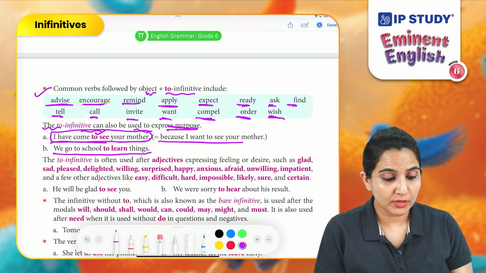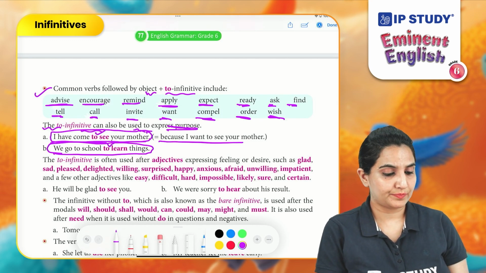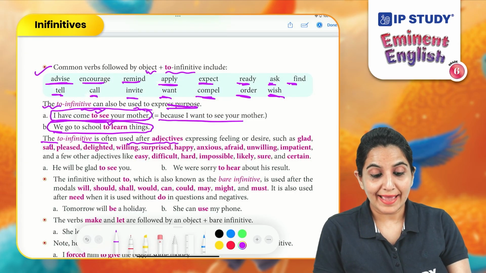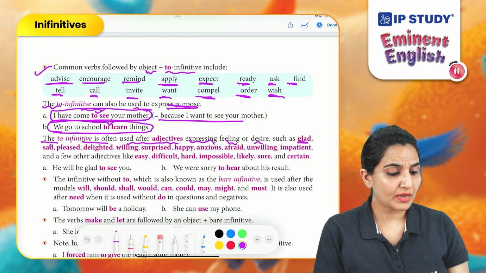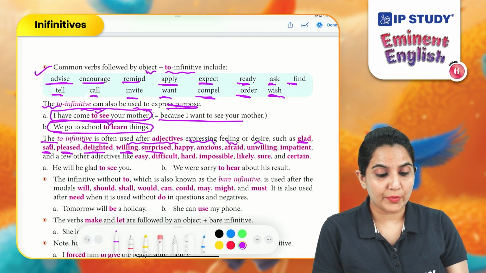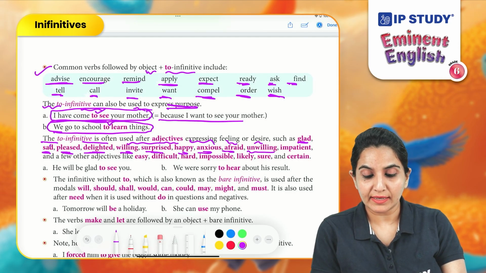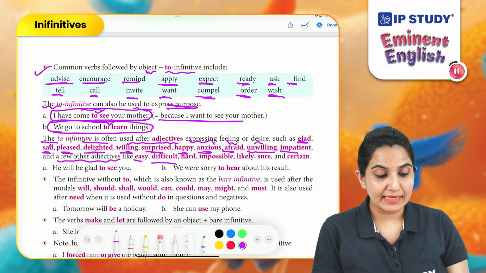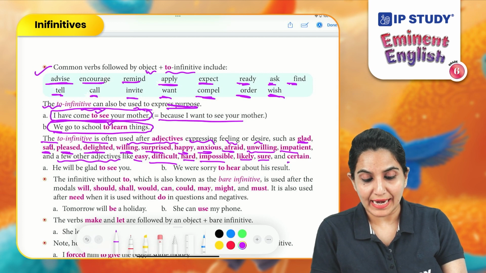We go to school. Why do we go to school? To learn things, to learn new things. The to infinitive is often used after adjectives expressing feeling or desire, such as glad, sad, pleased, delighted, willing, surprised, happy, anxious, afraid, unwilling, impatient, and a few other adjectives like easy, difficult, hard, impossible, likely, sure, and certain.